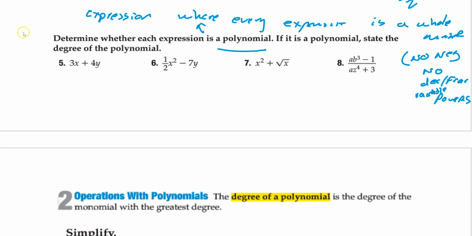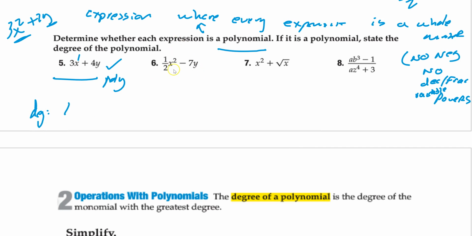So a polynomial is something like 3x squared plus 2y. No negative powers, no fraction powers, no decimal powers, just nice powers. Now again, all I really care about is the variable. The numbers can be anything they want, but the variable is what I care about. This first one, yeah, that's a polynomial. They want the degree. The degree is just the highest power. So the highest power I see here is 1. So the polynomial has degree 1.